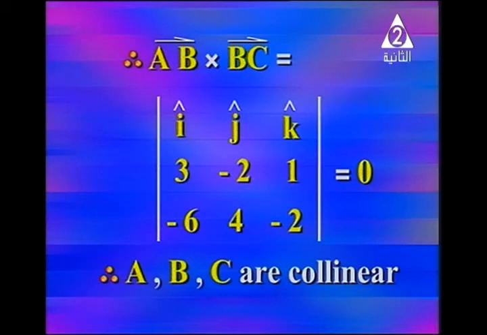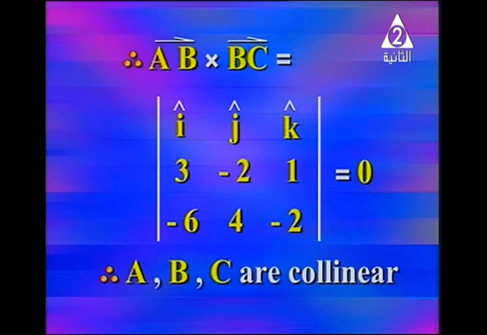Why? Dear student, why does this determinant equal 0? Look at the determinant's second row and third row. What is the relation between the second row and the third row? Excellent, student. The third row is negative 2 times the second row.